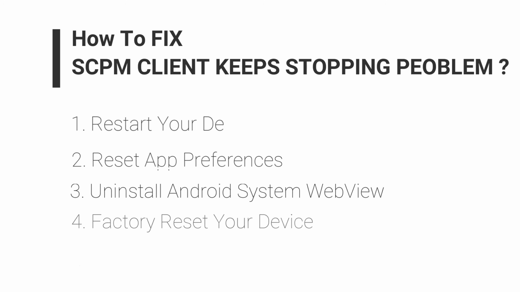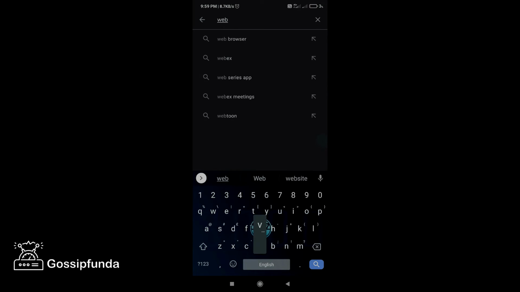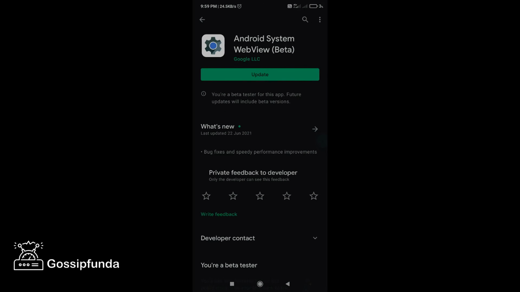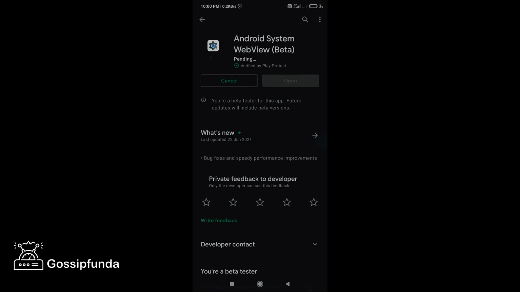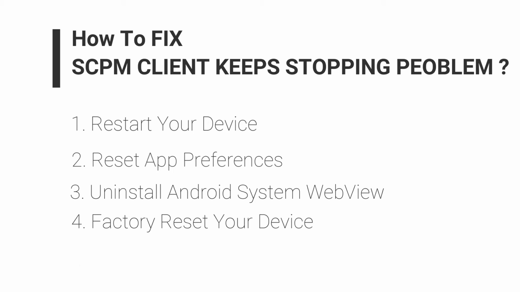Now the third method is to uninstall Android System WebView. What you need to do, just go to the Play Store and search WebView. If it is already installed, just uninstall it. If it is not installed, just install it first and then uninstall. In my case it gave the update option, so I am just clicking update and that's it, my problem will be solved.